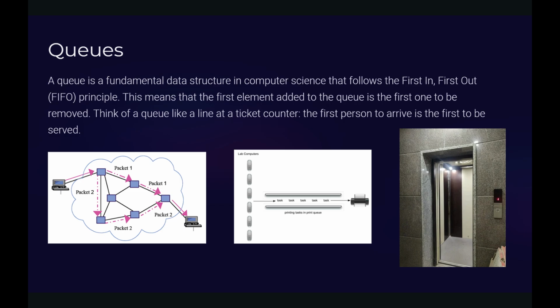This means that the first element added to the queue is the first one to be removed. For example, the line at a ticket counter, the first person to arrive is the first one to be served. It's like first come first served.